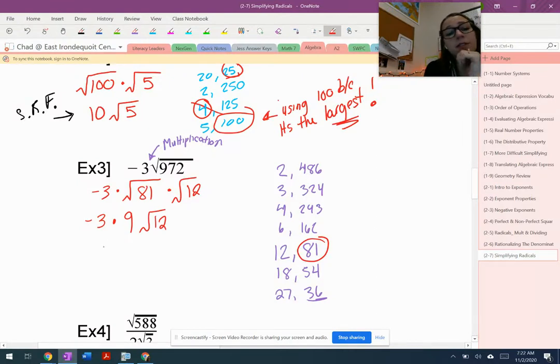9 times -3 is -27. I can do that now because that 9 is no longer under a radical, whereas before, that -3 can't be multiplied by something under the radical because it has to be under the same radical, well, under a radical with the same index. But now actually, we're not really done here because 12 has perfect square factors still.